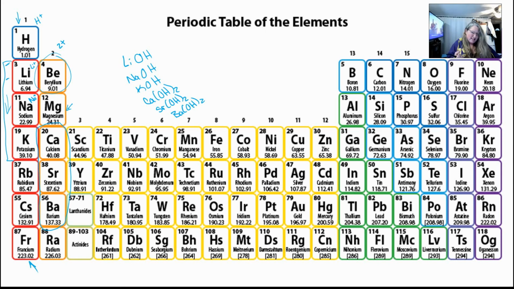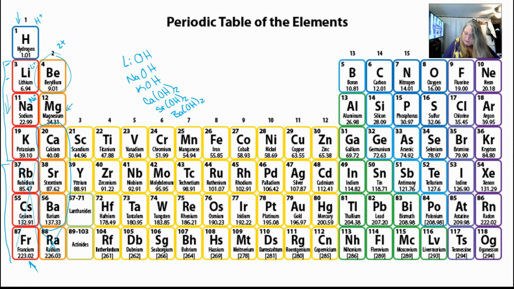But francium exists in such a small amount, and it's so extraordinarily reactive, that it's just not something we're going to work with. And then we also get into things that are just flat out nasty. So rubidium, cesium, and francium would make strong bases, but we're just not going to work with them. Radium, yeah, we probably don't even want to worry about that.